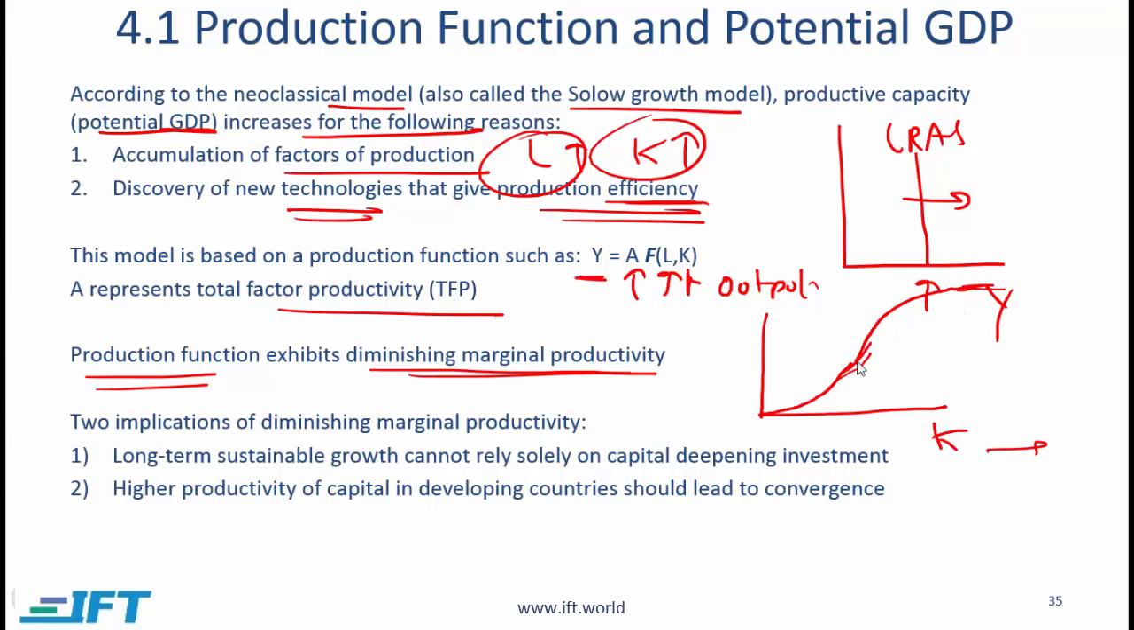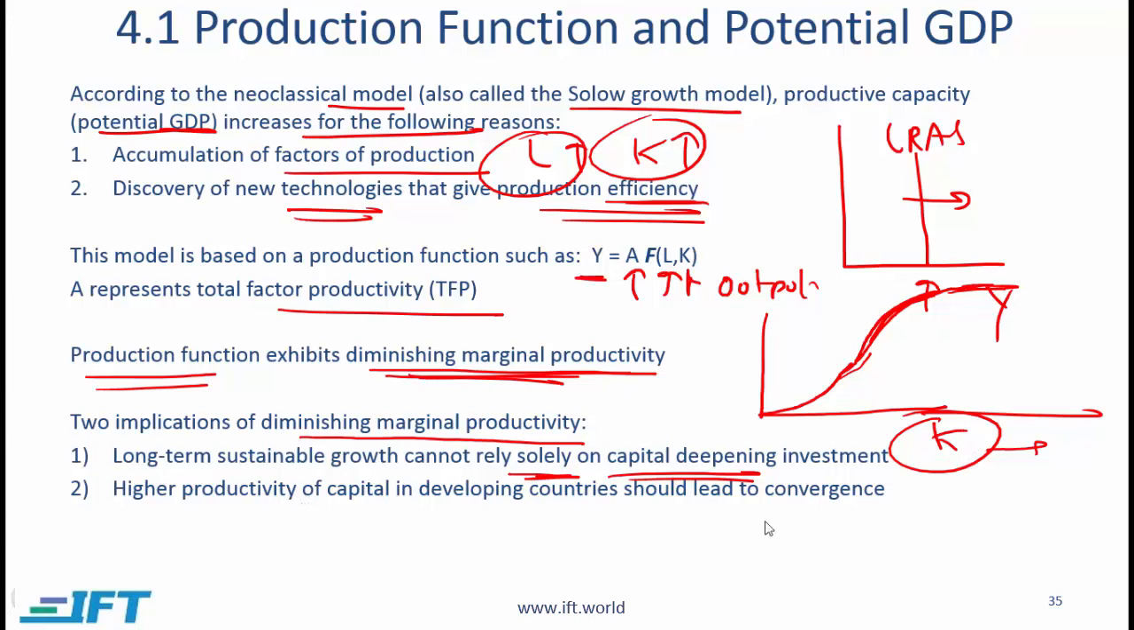So what we are looking at here is called diminishing marginal productivity. Output is going up but at a slower rate, and that is diminishing marginal productivity. There are two implications of diminishing marginal productivity. The first implication is that long-term sustainable growth cannot rely solely on capital deepening investment. Capital deepening is an important term, and hopefully it is self-evident. This simply means adding more capital. As we've seen here, adding capital increases output, but there are diminishing returns, and eventually the output will level out no matter how much capital we add. So we can't say that we'll keep increasing output simply by adding more and more capital.